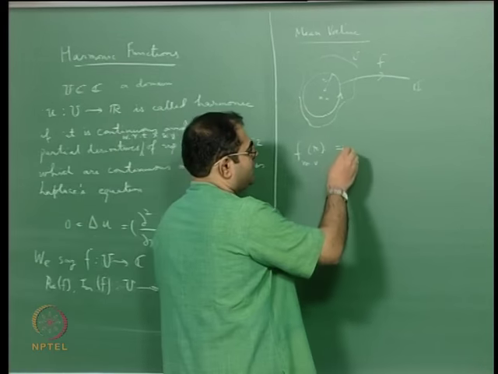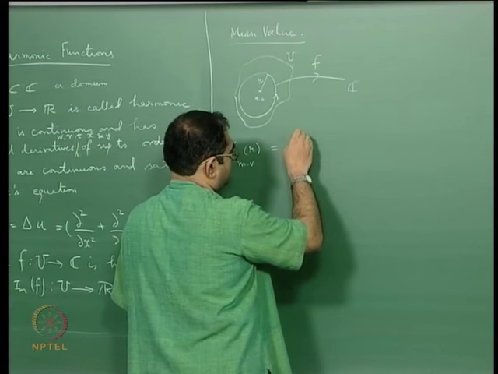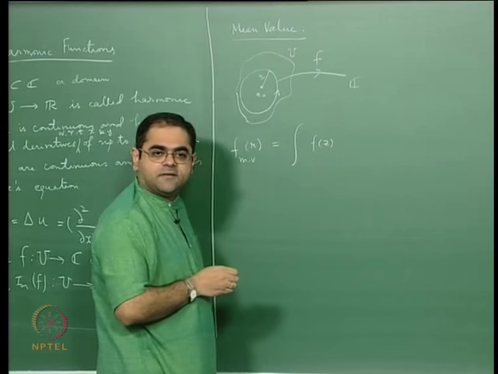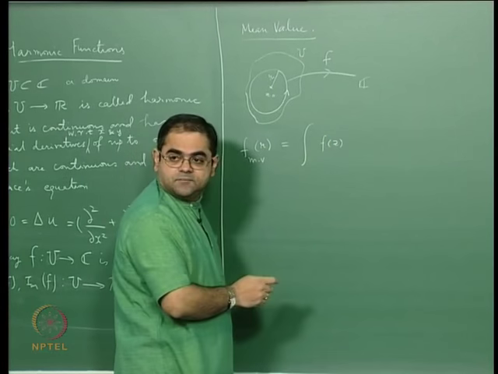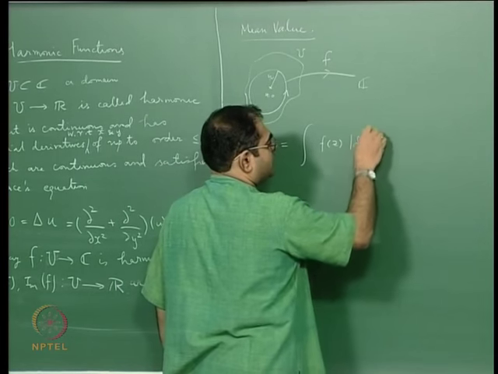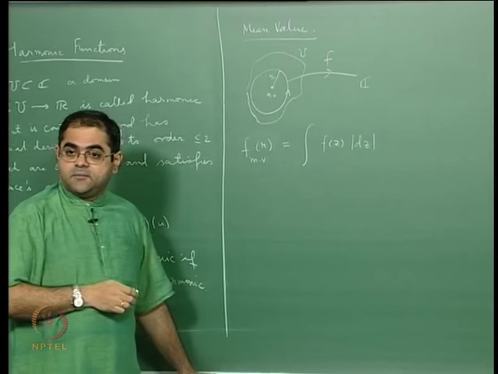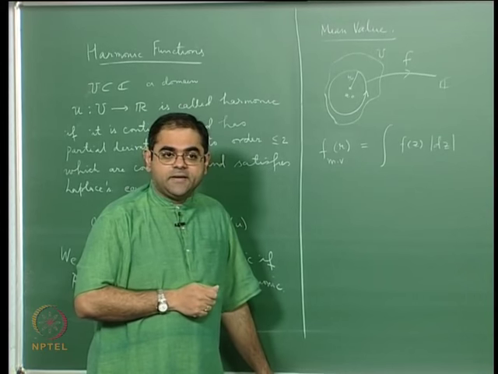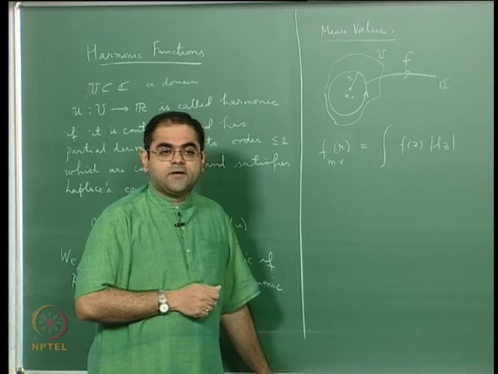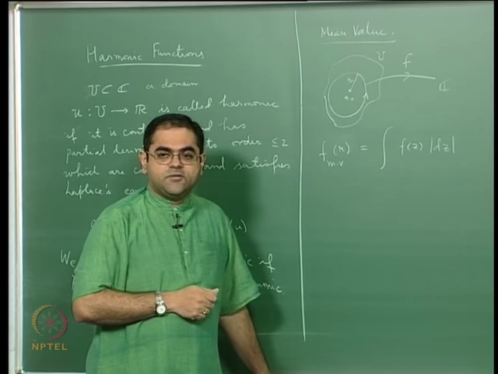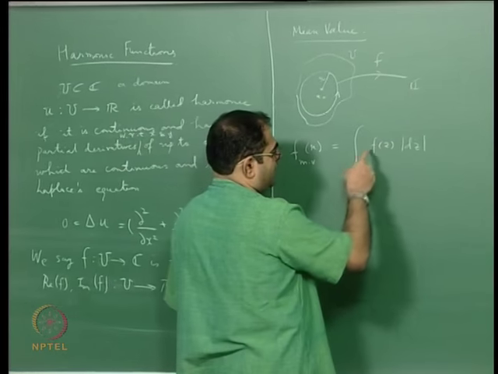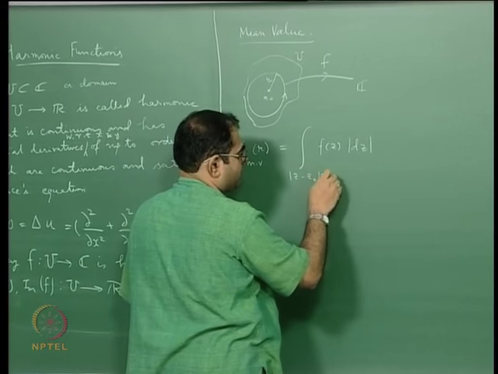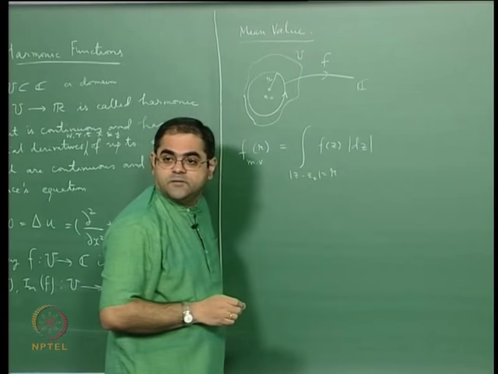And what is it? The mean value is defined like this. You take f of z, the value of f at a point z on the circle, and then you integrate with respect to mod dz, because integrating mod dz over an arc will give you the length of the arc. All right, and what is the path of integration? It is the circle, mod z minus z0 equal to r.